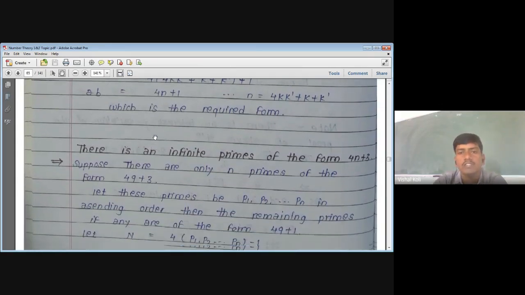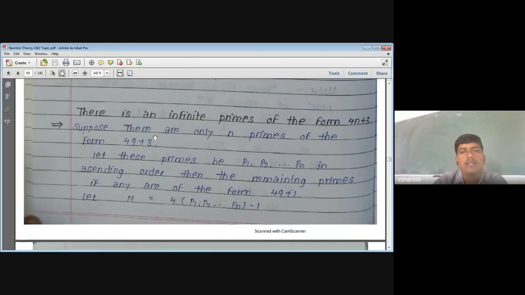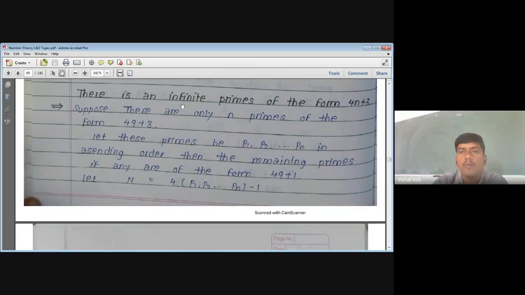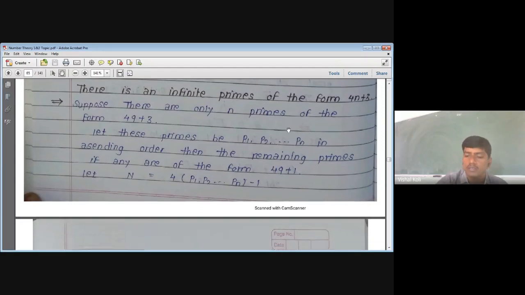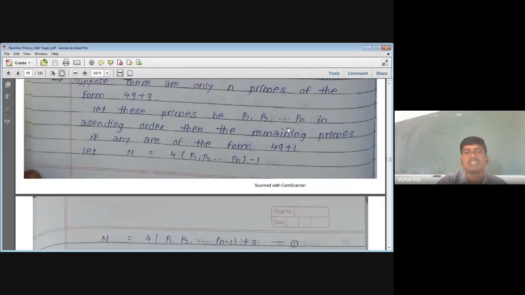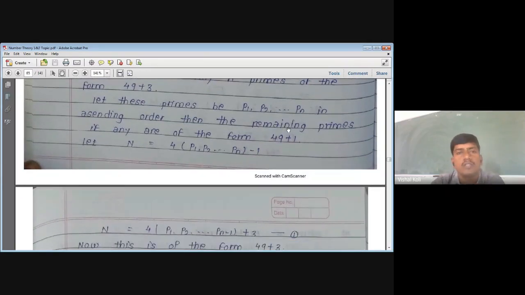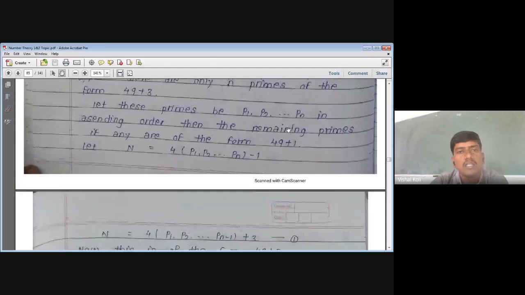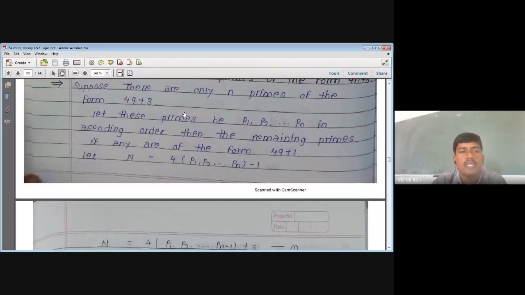Okay, now the next one is, there is an infinite number of primes of the form 4n plus 3. Here we have to prove that there are an infinite number of primes of the form 4n plus 3. If possible, let us consider there are only a finite number of primes of the form 4q plus 3. Either we take 4q plus 3 or 4n plus 3, where q is an integer. So, as here we have to prove that there are infinitely many primes of the form 4q plus 3.